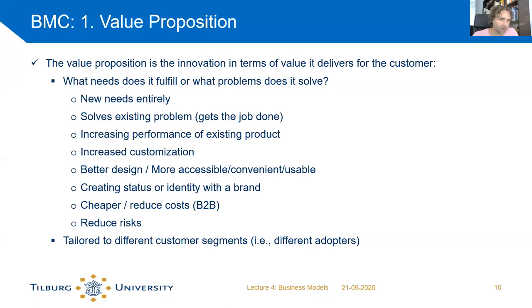Also interesting, for those of you who took communication theory from me last year or a longer time ago: in communication theory, we talked about the difference between informational and transformational products. Informational products are usually a bit more boring, like insurances, and are usually products that solve a problem. Products that fulfill needs, on the other hand, are more often transformational products. I want to go on holiday, so I book a holiday.